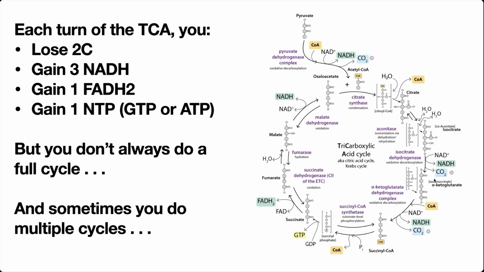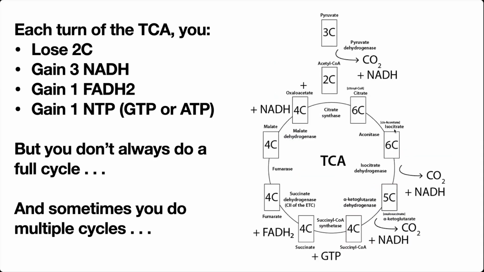You go around the cycle, you lose 1 carbon, you lose the 2nd carbon. You also generate 1, 2, 3 NADH, 1 FADH2, and you gain 1 NTP. So it's a GTP or an ATP, depending on the isoform. And so that's what you would get for a full cycle. But you don't always do a full cycle, and sometimes you do multiple cycles. So let's go through a practice problem to show what I mean.